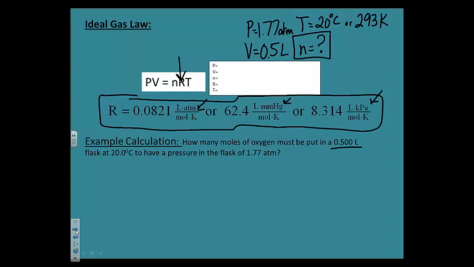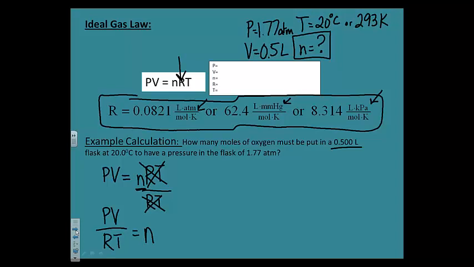Okay? Pressure times volume equals nRT. So PV equals nRT. What am I looking for? I'm looking for the number of moles. So how do I get n by itself in this equation? I've got to divide by RT. That will cancel these out on this side, and anything I do to one side, I have to do to the other. So PV over RT equals the number of moles.